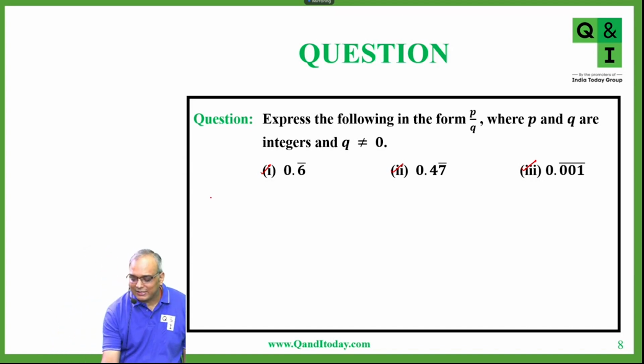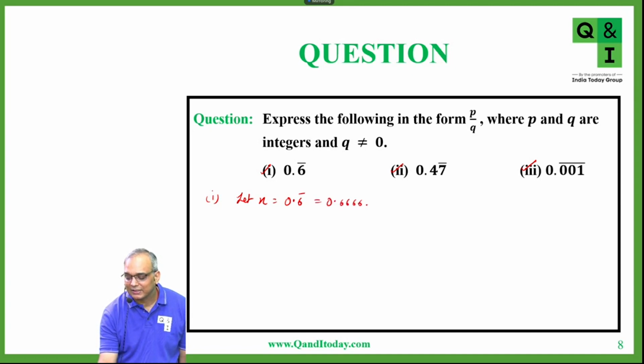So in these types of questions, we let x be equal to 0.6 bar, which is 0.666 and so on.